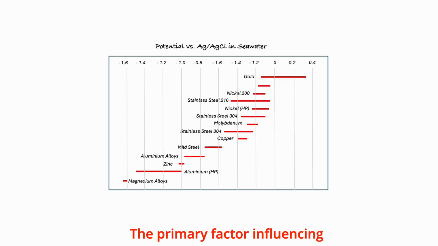The primary factor influencing the severity of galvanic corrosion is the difference in practical nobility between the two metals. The concept of practical nobility relates to the free corrosion potential of a material in a specific environment. Different materials exhibit varying corrosion potentials in a particular environment, and generally, when coupling two dissimilar materials, the greater the difference in corrosion potential, the higher the risk of galvanic corrosion.